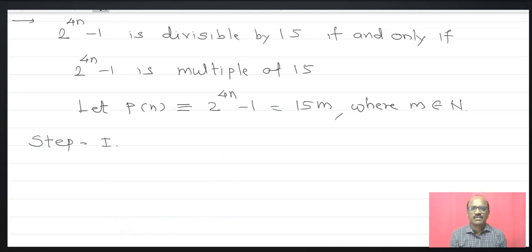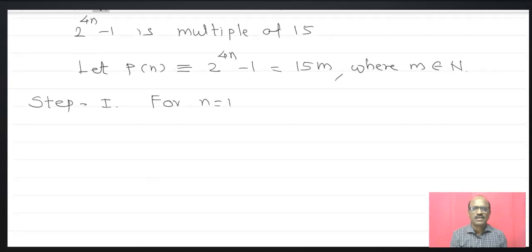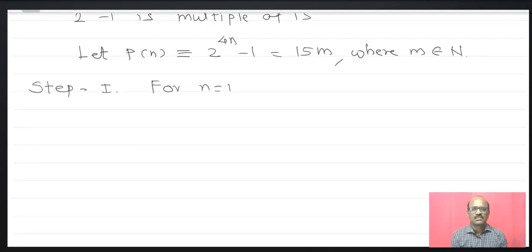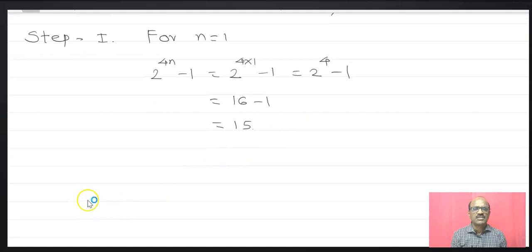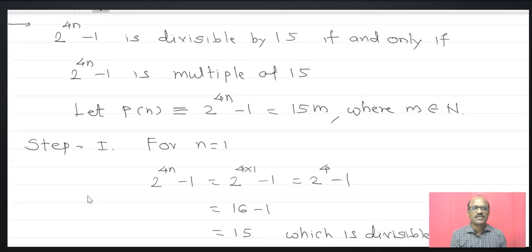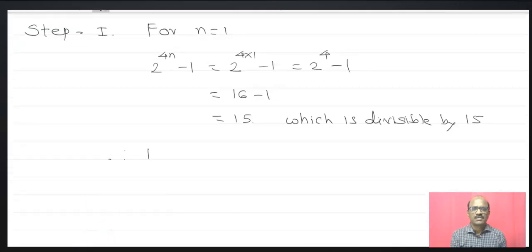Therefore, for n equals 1, 2 raised to 4n minus 1 is equal to 2 raised to 4 into 1 minus 1, that is 2 raised to 4 minus 1, 16 minus 1, which equals 15, which is divisible by 15. Therefore, P of 1 is true.